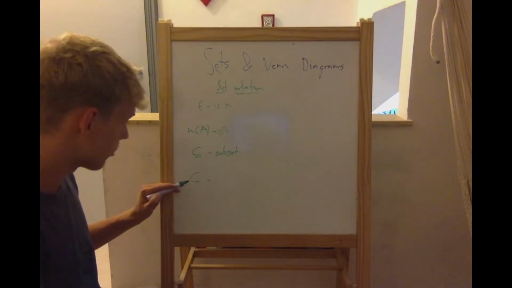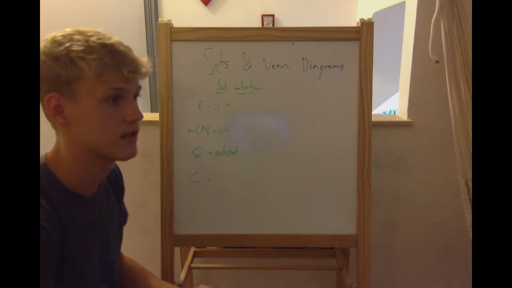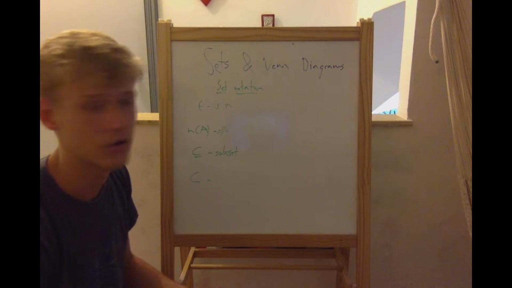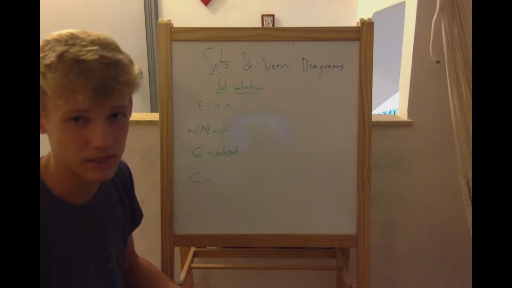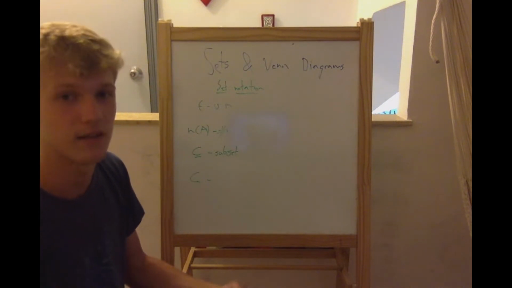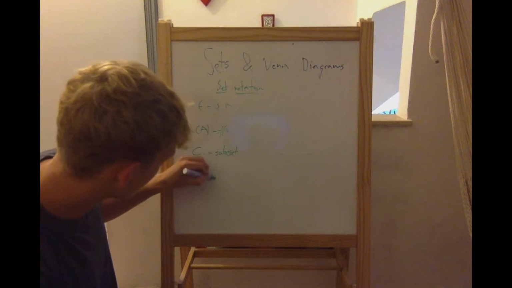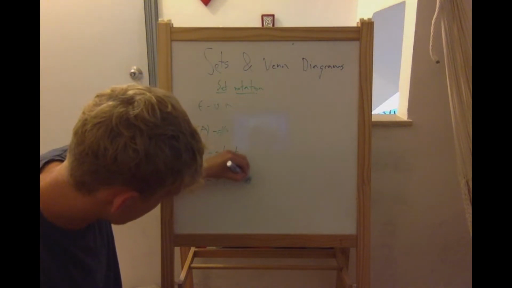And then this horseshoe without the line means proper subset. So it means every element in A is also in B, but they're not the same. It's a bit hard to wrap your head around, but yeah, that's just a proper subset.